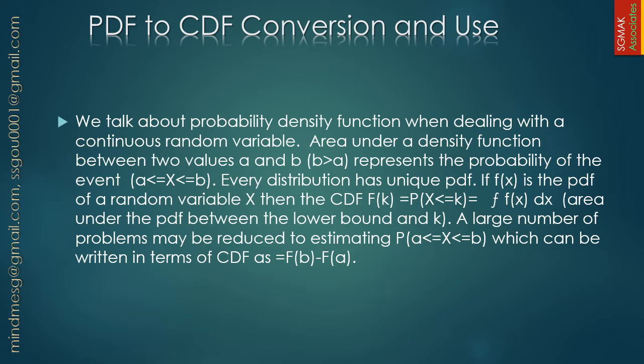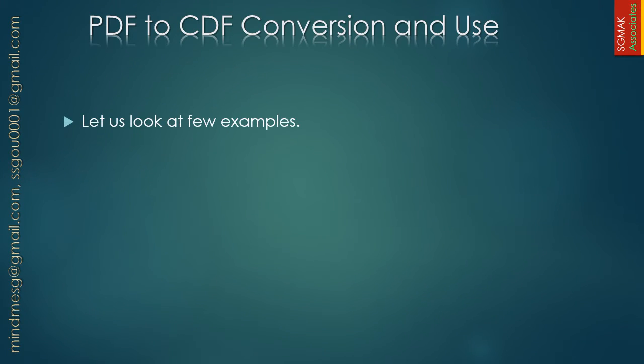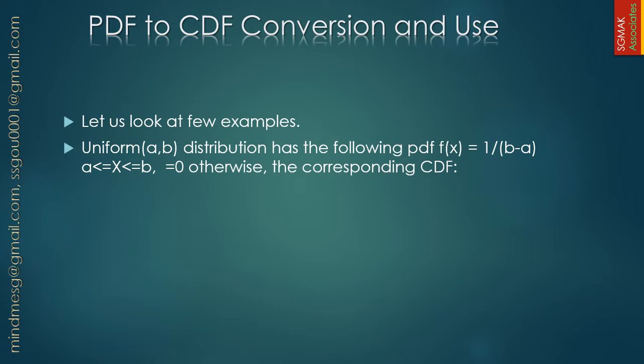A large number of problems may be reduced to estimating the probability the random variable takes value between A and B, which can be written in terms of the CDF as F of b minus F of a. This is the most important use of CDF you'll find as you solve different problems. Let's look at a few examples.